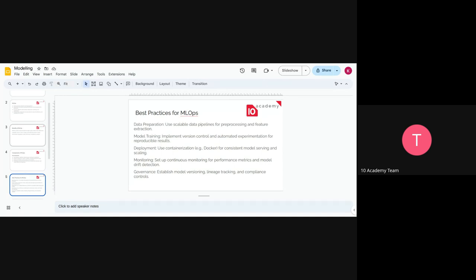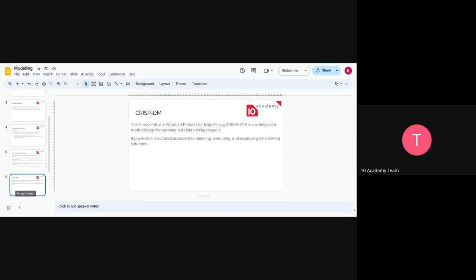So the best practices of machine learning operations are, as we have seen, the first thing you're gonna do is prepare the data. So you're gonna have a pipeline for pre-processing and feature extraction, and then the model training. So you're gonna be selecting the appropriate model that you're gonna use for this project or any project, and so on. You're gonna do some experiments and find the best optimal model. And then you're gonna deploy it. When you are deploying it, it's better to use containers like Docker and others, because it consists of model serving and scaling. Anyone can redo your work without any errors, and then monitoring it and governing it are the best practices.